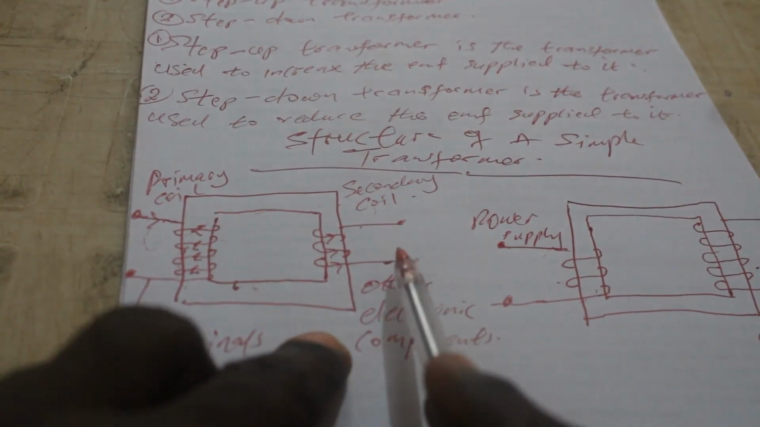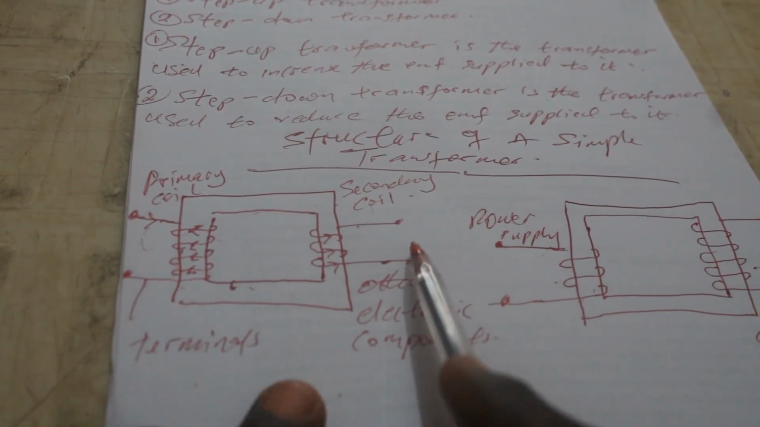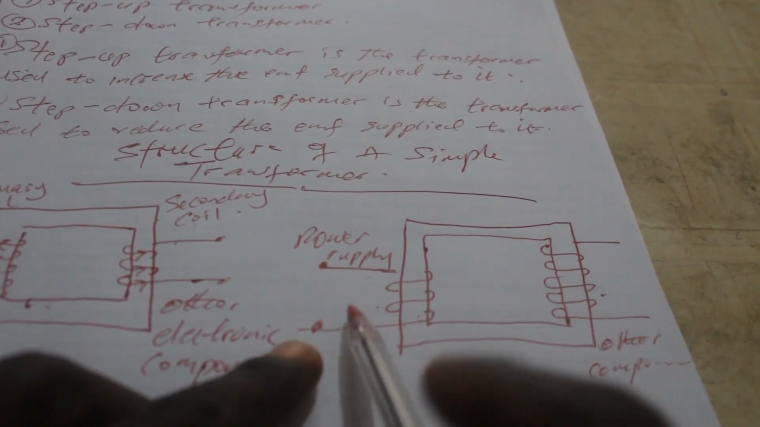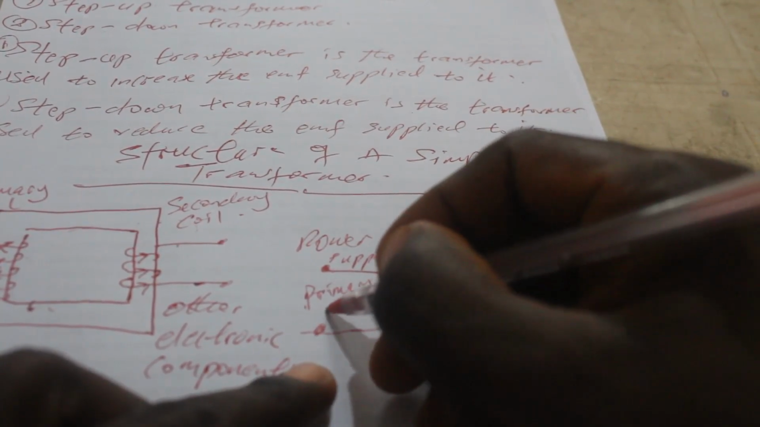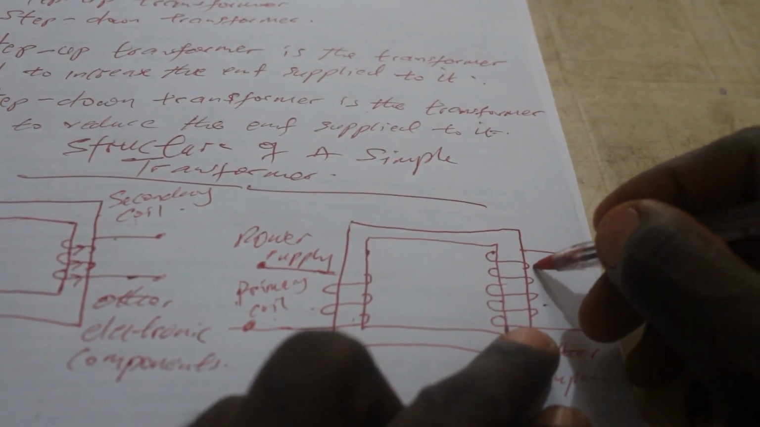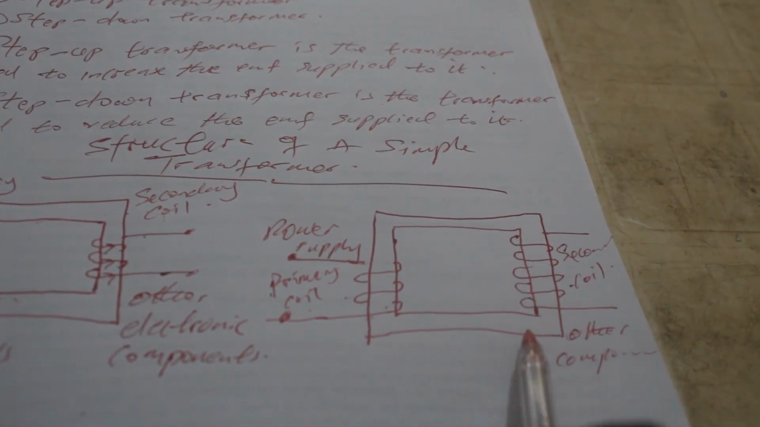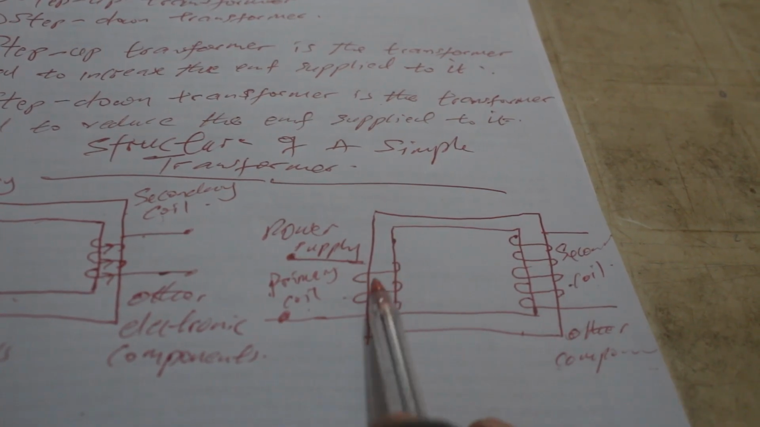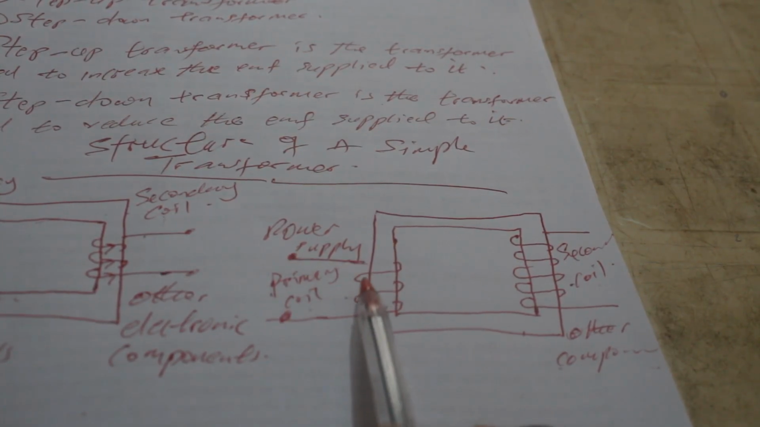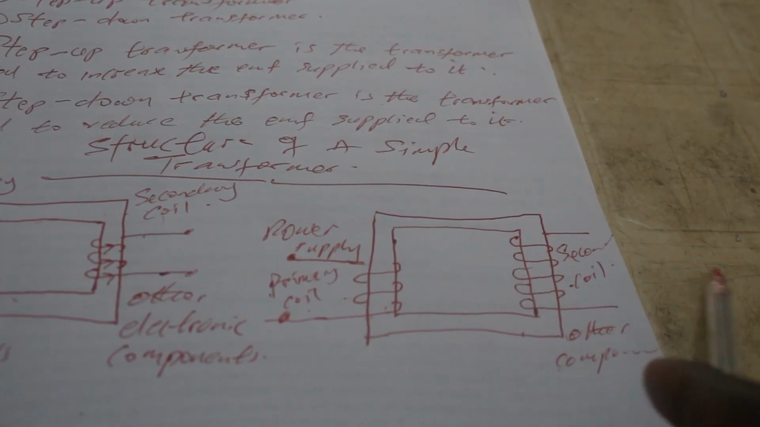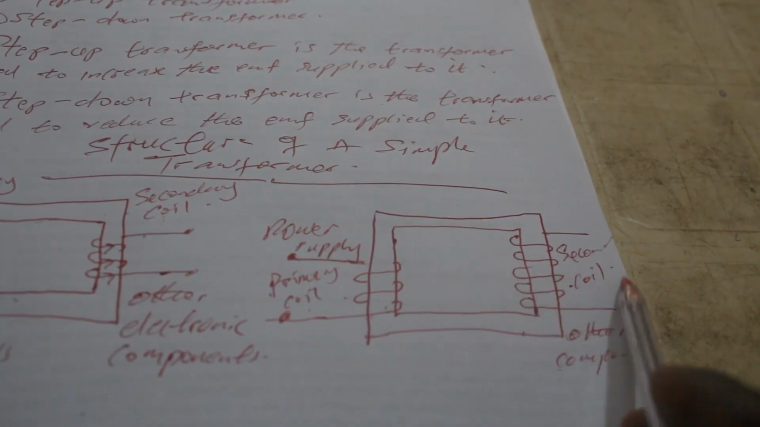It is the one into which an EMF is induced, and it supplies power to other electronic components in the circuit. In the same way, here is the primary coil, while here is the secondary coil, because it supplies power to other components in the circuit. This one is called primary because it is through it that power is supplied to the transformer before electromagnetic induction takes place and the current is induced into the secondary.